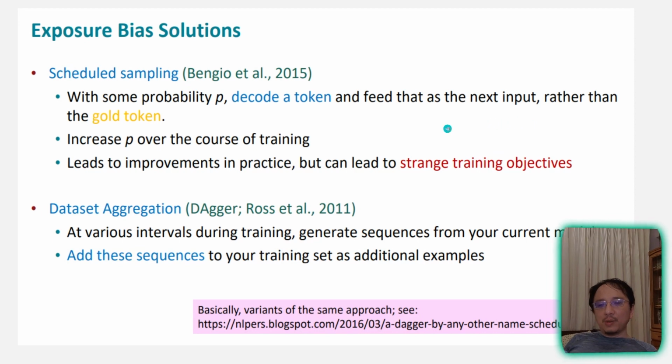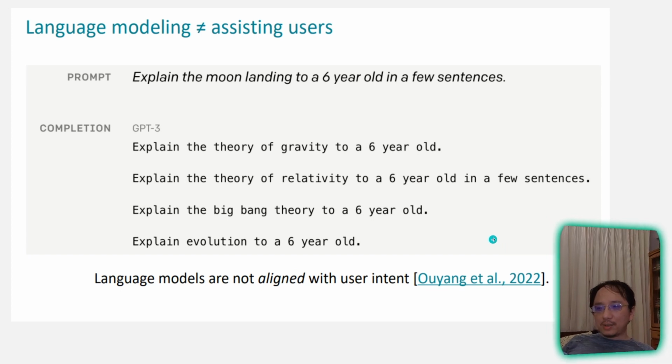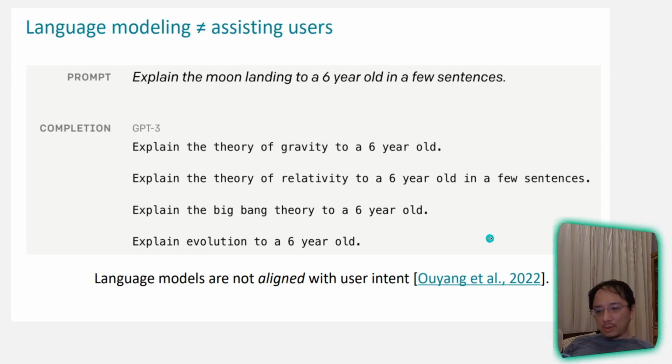So it seems to work at least in some tasks, but currently I don't think this one is used in mainstream. The mainstream method right now is reinforcement learning from human feedback. Before we talk about reinforcement learning, before we talk about RLHF, let's talk about what it means that the model does not align with user intent.